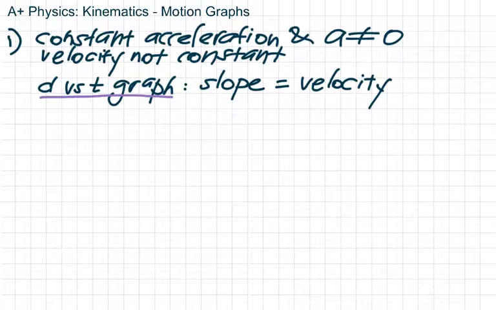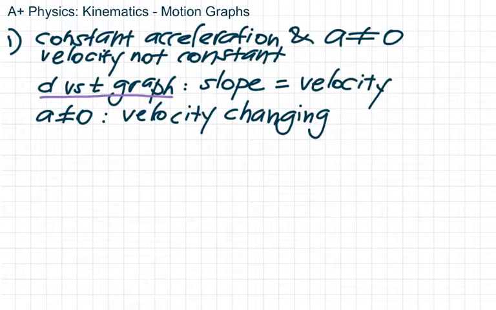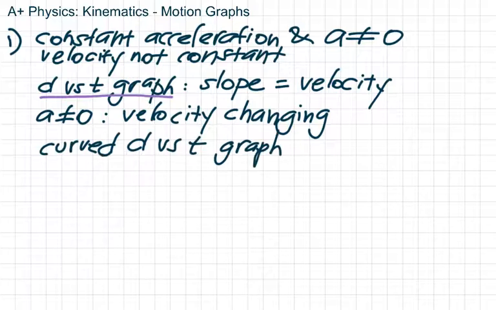Okay, and now it said in the problem that the object, what is the object? A car? A cart. That the cart is accelerating, so that means that the velocity is changing. And we just said that on a D versus T graph, the slope is velocity. And so if the velocity is changing, then the slope of the D versus T graph should be changing. And a changing slope looks like a curve.